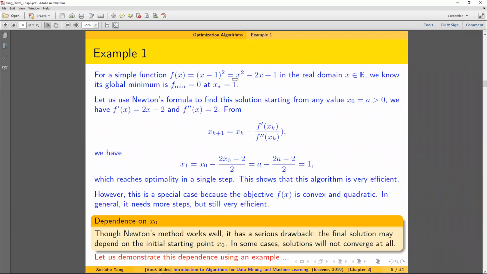Then f'(x) is 2x minus 2, and f''(x), taking one more derivative, is 2. So 2x_0 minus 2 divided by 2 is what we have. And because we know the previous solution x_k, we have a minus (2a minus 2) divided by 2, equal to 1.